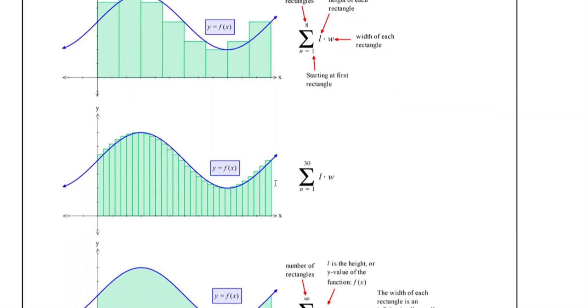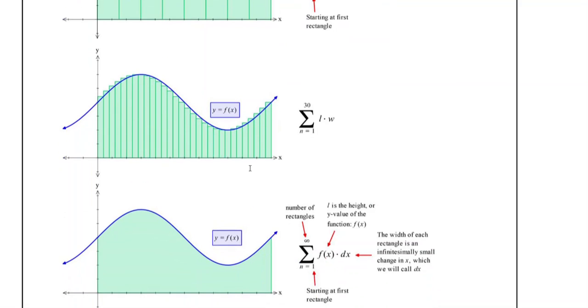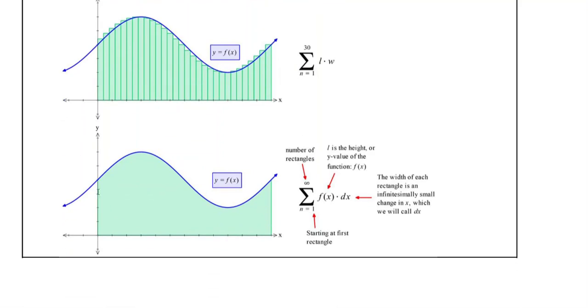Then as we grow, you can see now this is 30. So we've got 30 rectangles. That's a lot closer approximation than 8 would have been. We don't have all these gaps, right? So we're getting closer and closer to the approximation. So what happens if we go all the way to infinity? Well, then we have the area under the curve, okay?